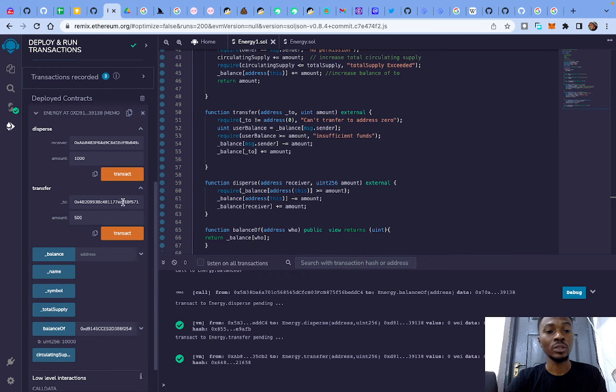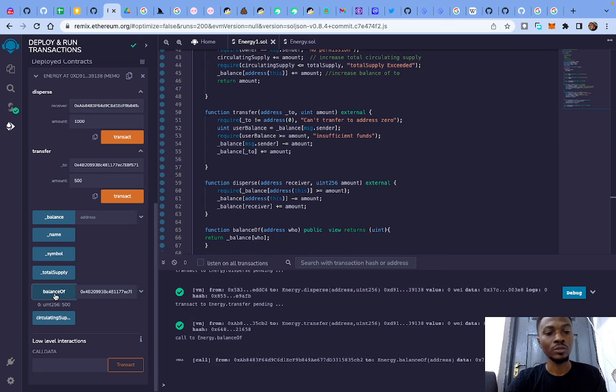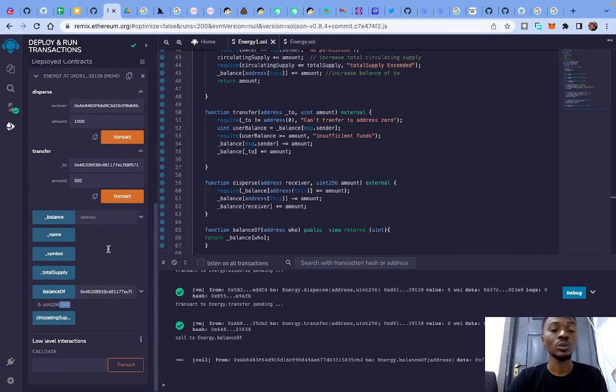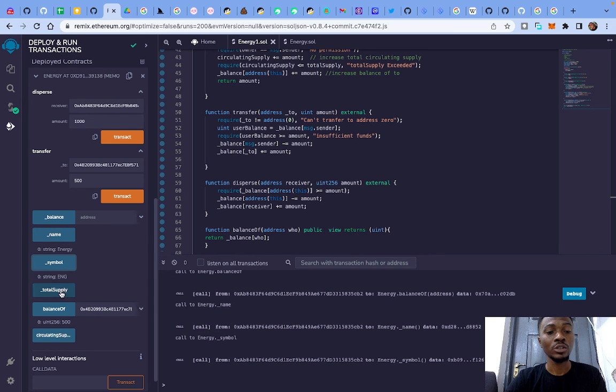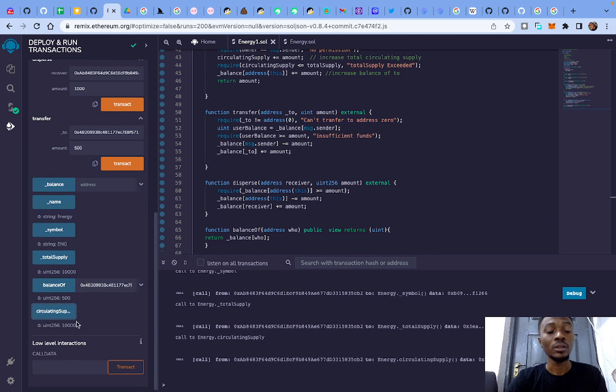So let's check the balance of this new contract. Balance of, you can see here that it's 500. So we were able to successfully send 500 energy tokens. So what's the name of our token? Energy. Our symbol, ENG. Our total supply, 10,000. Our circulating supply, 10,000.